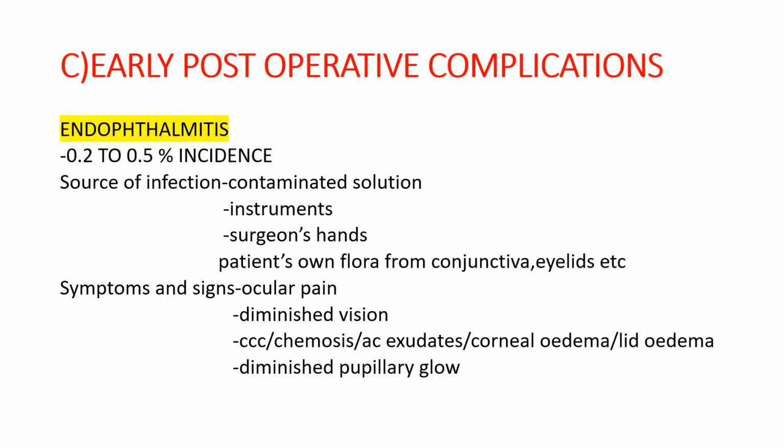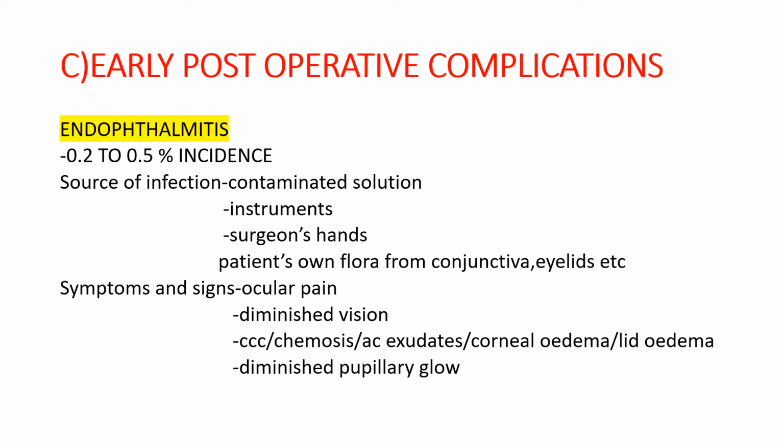Endophthalmitis is one of the most dangerous complications which we see in early post-operative complications. The incidence in the operated cases is 0.2 to 0.5%. Source of infection can be contaminated solution like a viscoelastic substance, or Ringer's lactate solution. Then contaminated instruments, contaminated surgeon's hands, patient's own flora from conjunctiva or eyelids.